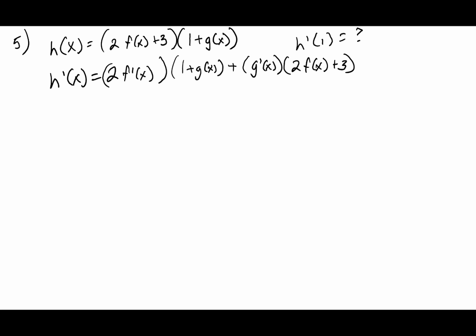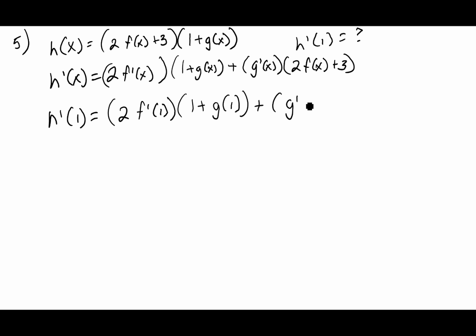Now that I have my product rule laid out, I can do it at h prime of 1. So this is 2 times f prime at 1 times 1 plus g prime at 1, plus g prime at 1 times 2 f of 1 plus 3. I'm simply putting in 1 for all my x values. Now I can actually look at the table and start to fill in.